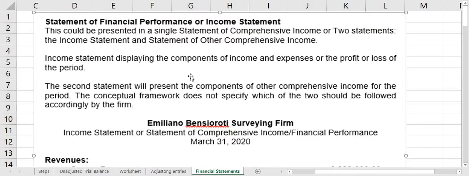Okay. So here are our financial statements. Una, statement of performance or income statement. So this could be presented in a single statement of comprehensive income or two statements, the income statement and the statement of comprehensive income. So income statement displaying the components of income and expense, the profit or loss of the period. The second statement will present the components of other comprehensive income for the period. The conceptual framework does not specify which of the two should be followed accordingly by the firm.